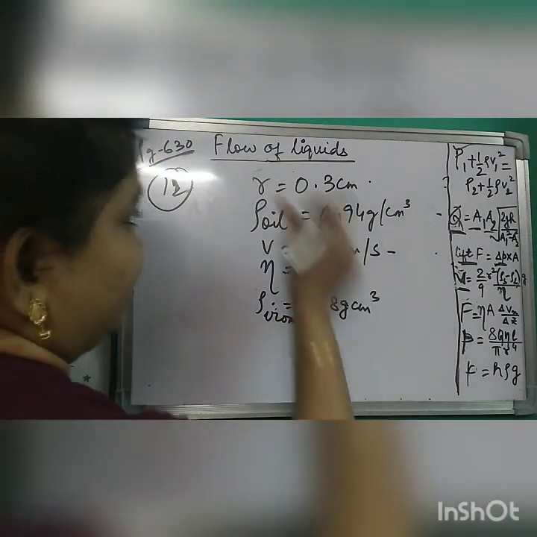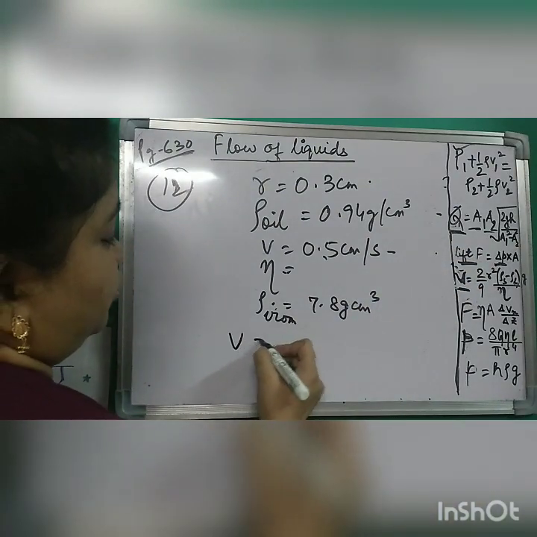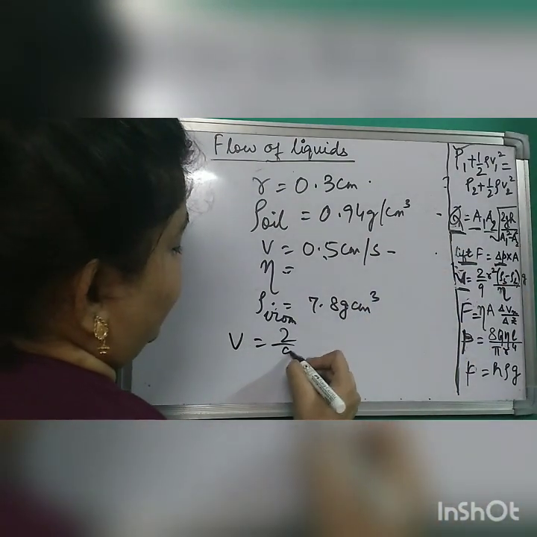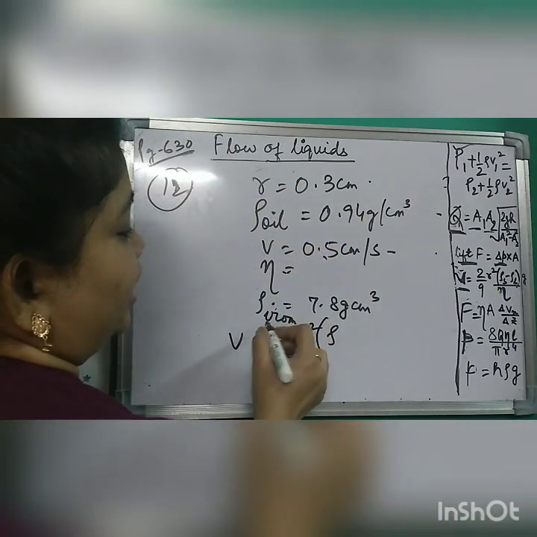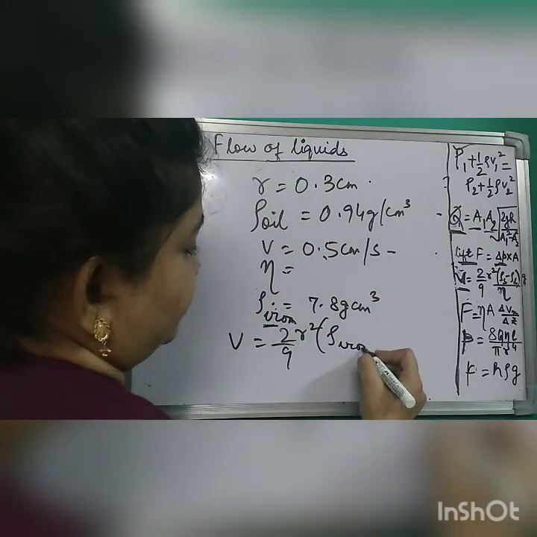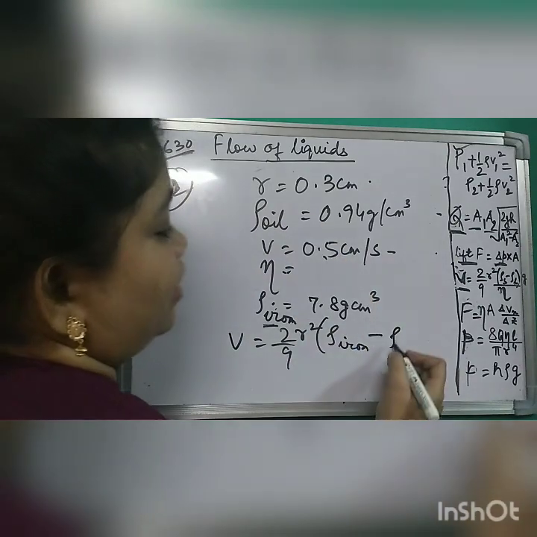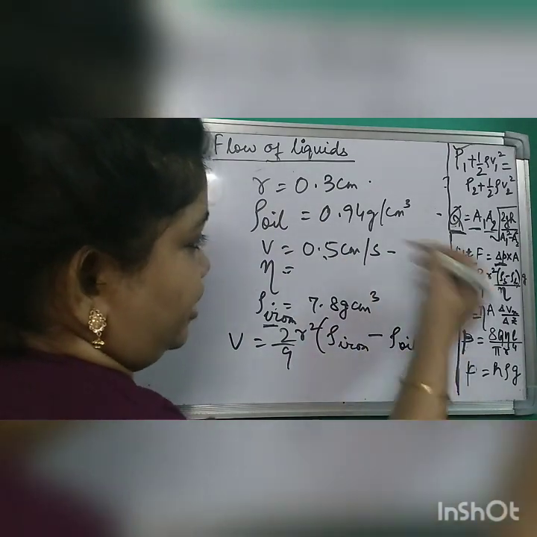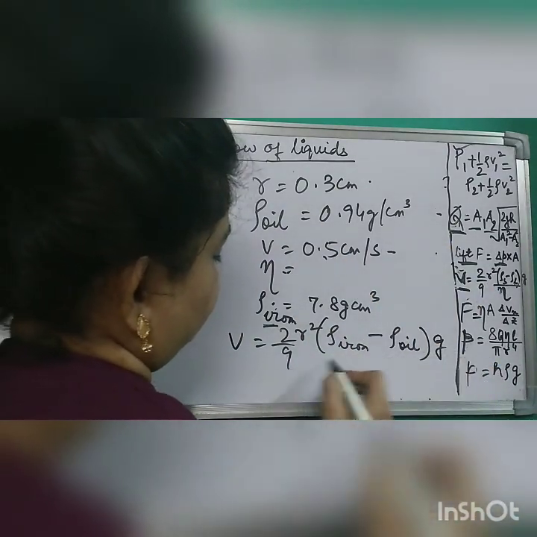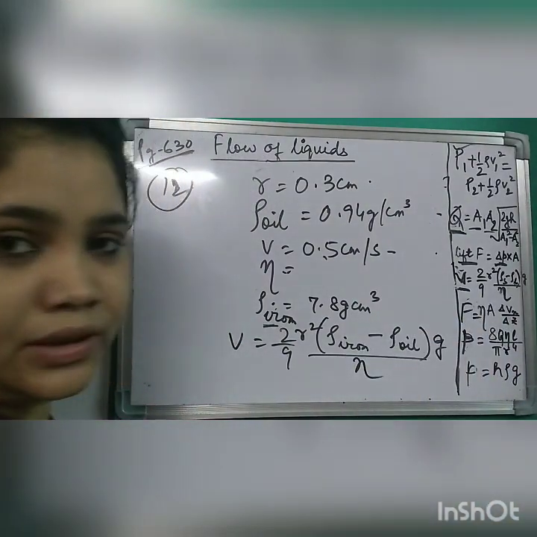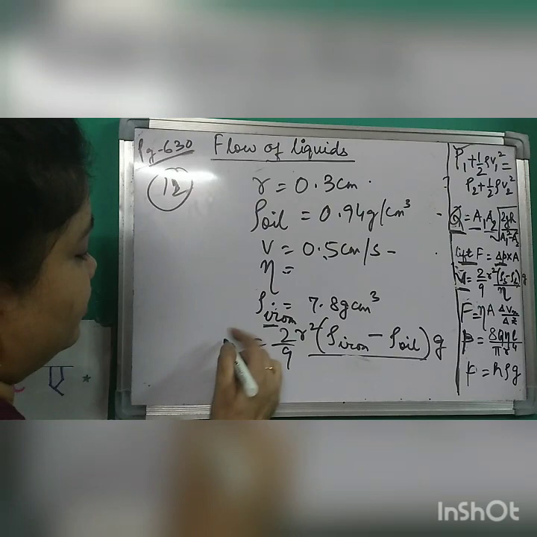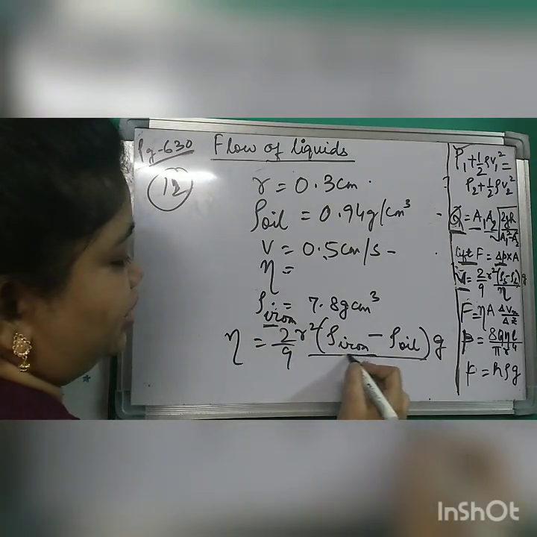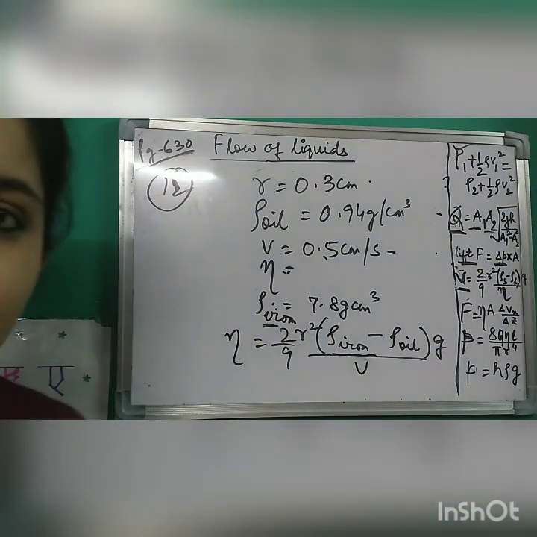So let's do the sum. We'll put the terminal velocity: 2 by 9 r square (rho s minus rho l) into g by eta. Rho s means here iron, minus rho l, the liquid, which is the oil. We have to find out eta, so just put eta here and just put velocity here. Solve. Put the values.